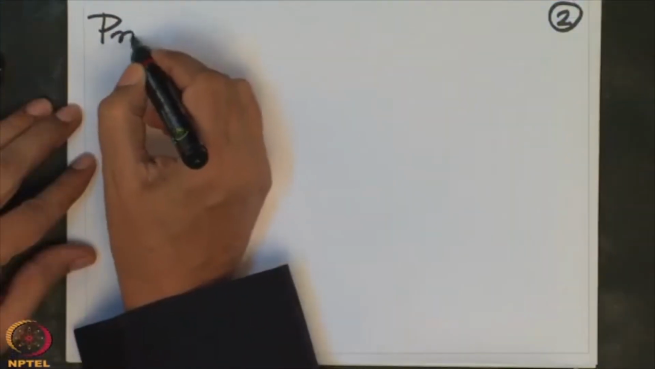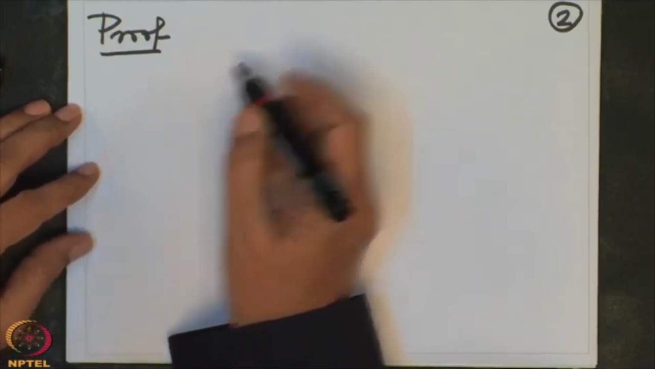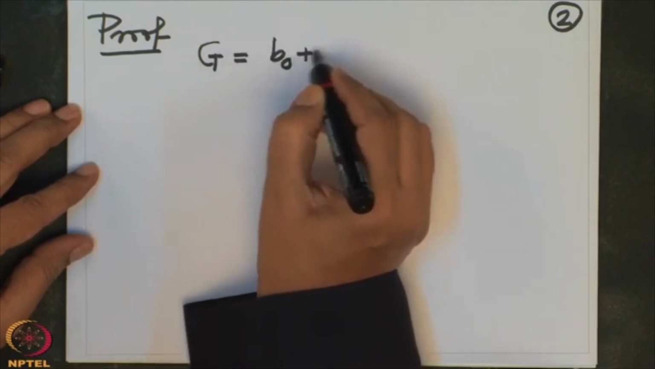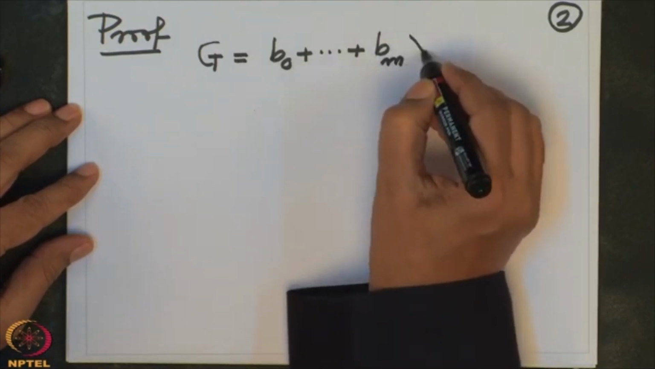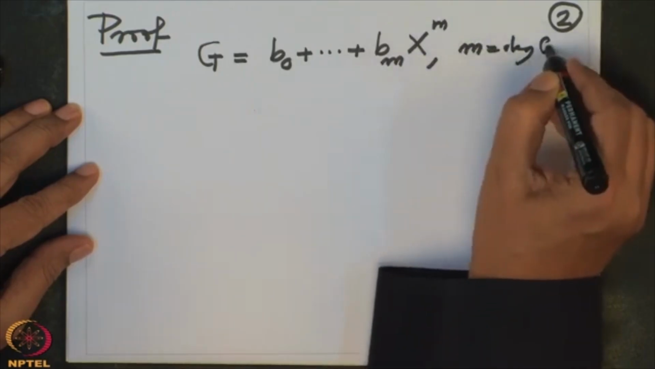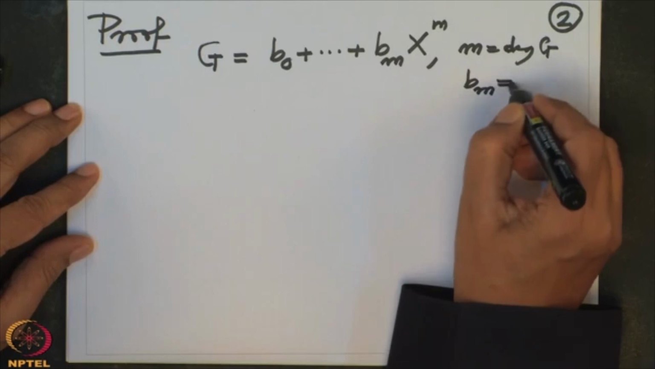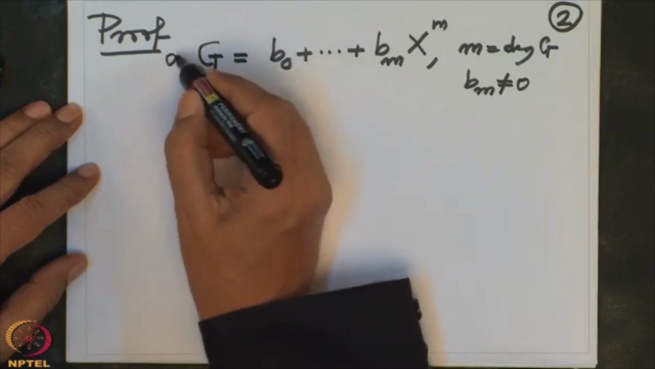So proof. We are given f and g. Let us first write g. G is b0 plus up to b_m x to the power m, where m is the degree of G, so b_m is non-zero, and this is a non-zero polynomial.